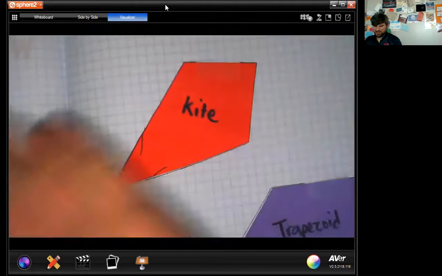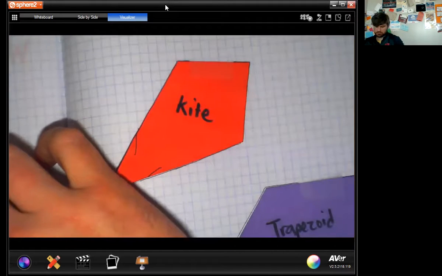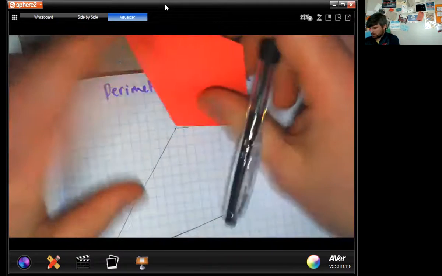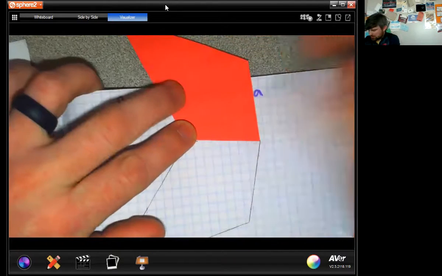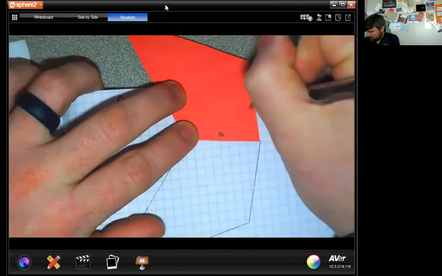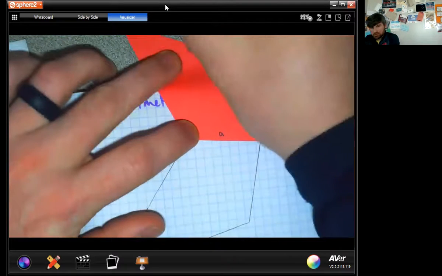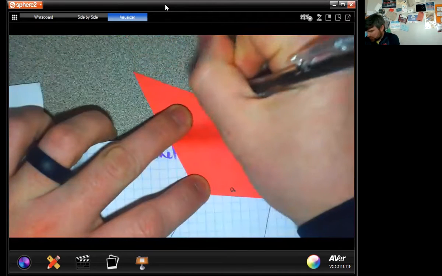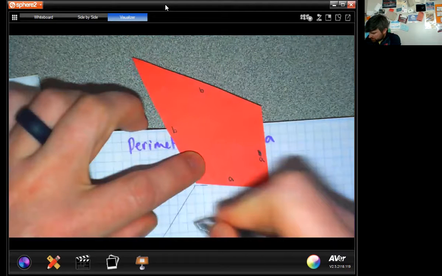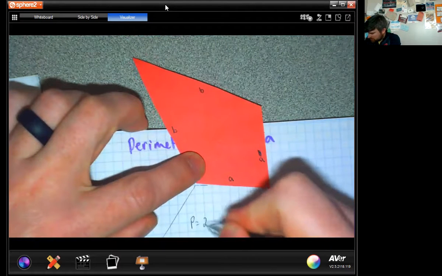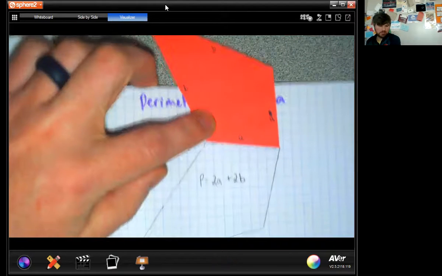Moving over to the kite. Okay, with the kite, we've got some different sides being the same. So this is A, and this is A, and this up here we'll label B, and this down here we'll label B. Okay, so the perimeter is 2A plus 2B. Okay, because you got some that are the same.